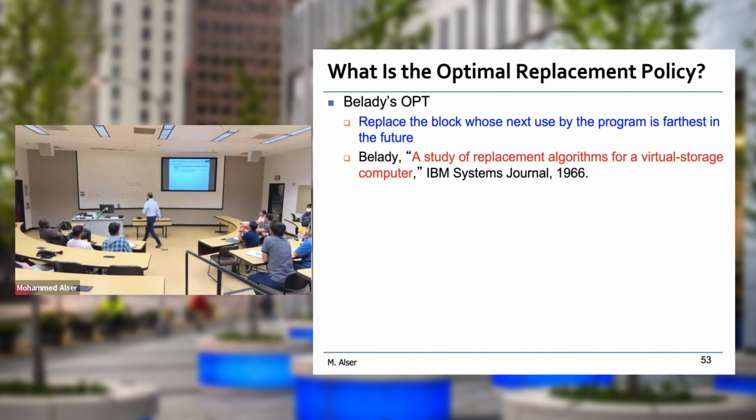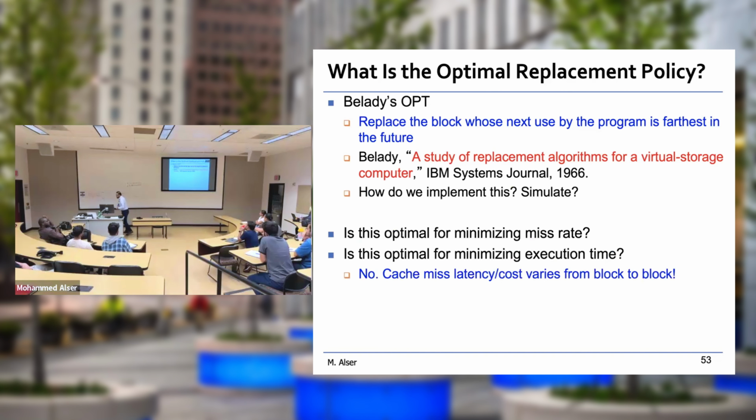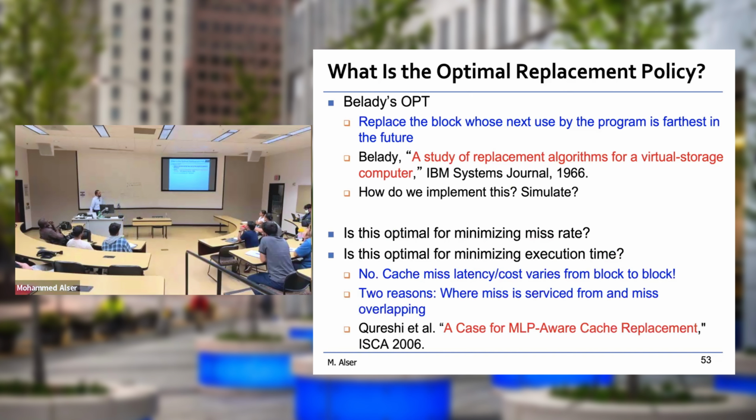There are other papers that try to combine other metrics. If you're interested, you probably have this paper in the paper list. This paper from Georgia Tech is on a replacement policy that's optimal in more than miss rate. They also did a thorough analysis of the optimality of that algorithm. Okay?